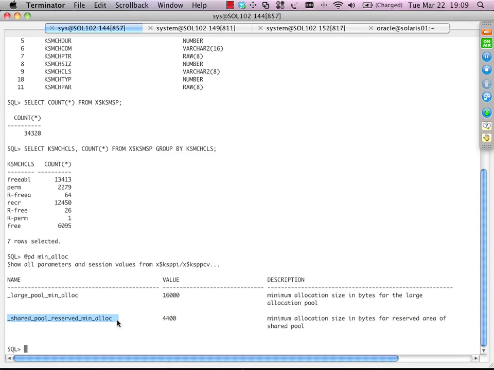Shared pool reserved min alloc. We shouldn't tune it. You know, this is not something we want to touch. But this just says that the allocation size should be at least 4,400 bytes in order for Oracle's heap manager to go to this reserved area. So basically the whole idea is you want to keep the small fish separated from the big fish. That's how everybody fits in there better.